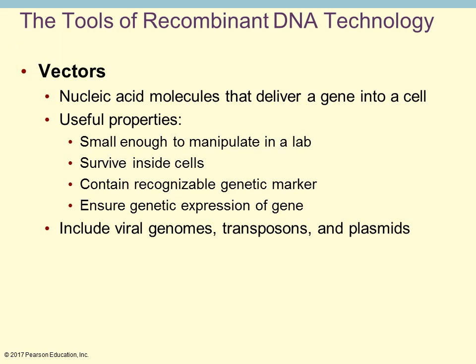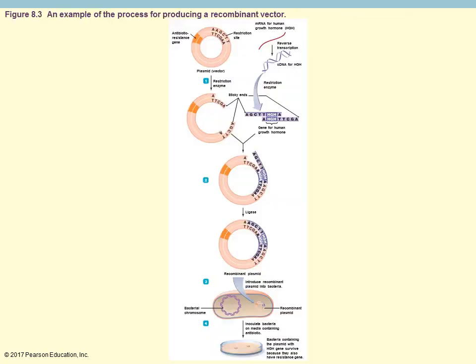Vectors, simply, how are you going to move the gene into a cell? Vectors are usually small enough that you can manipulate them very easily in a lab. It will survive inside the cell. And it usually has some type of a marker on it so you can detect, did you get the gene where you thought you got it? Oftentimes it's plasmids.